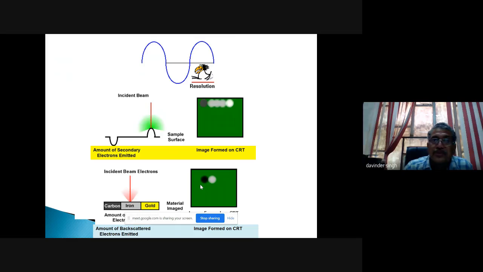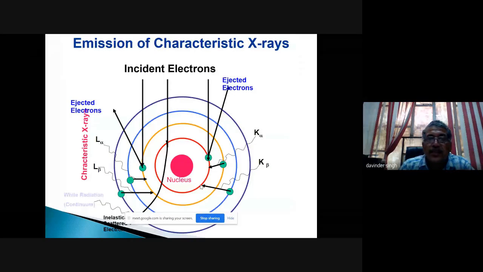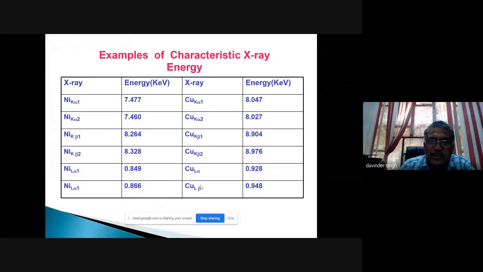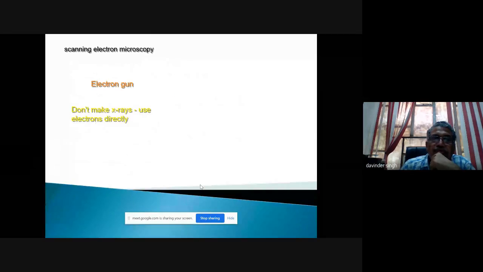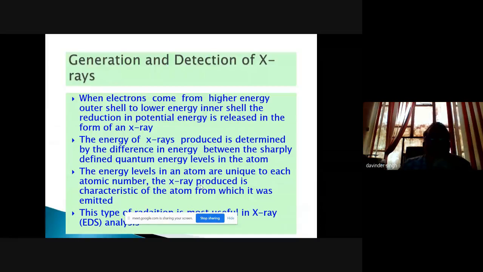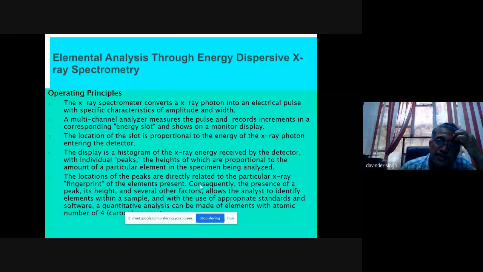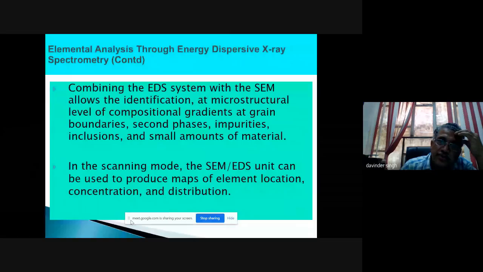It is all based on the basic phenomena of resolution, spot size, X-rays, characteristic X-rays. I think I already explained this earlier: what the characteristic X-rays are, and in what way we play with that. So this is again simple physics. Then the detection of X-rays when electrons have different energy and how you detect with the EDS. So elemental analysis through EDS is important, and on the basis of that you can do elemental analysis. Maybe I can skip that.